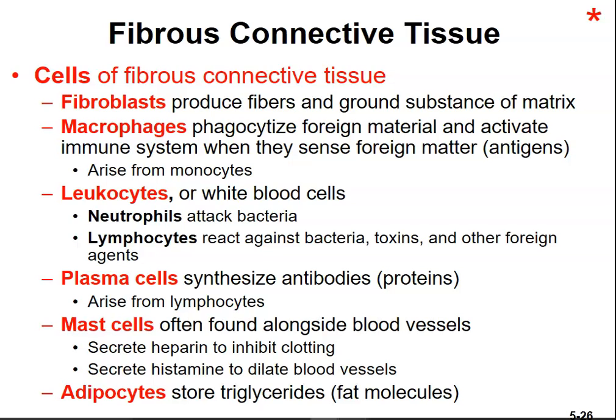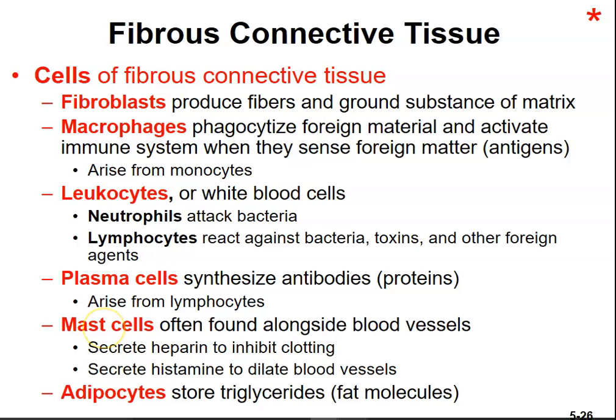The cells found in this type of tissue are 6 types. Fibroblast, this type of cell will produce fibers and the ground substance of matrix. Macrophage is to clean up the foreign matters. Leukocyte is for defense. Plasma cells can synthesize antibody. Mast cells can be found along the blood vessels to produce heparin to inhibit clotting. It can also secrete histamine to dilate the blood vessel.